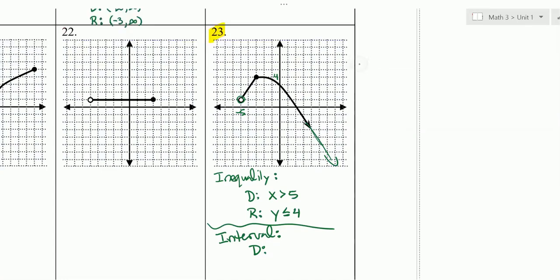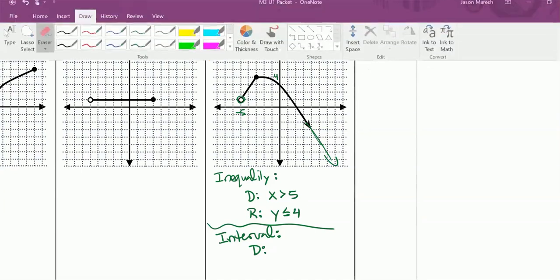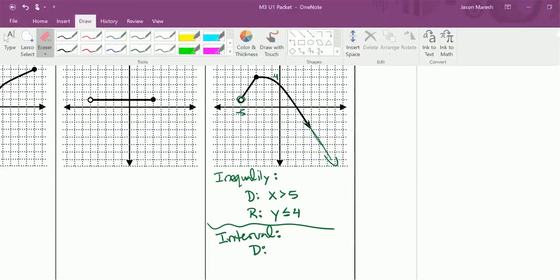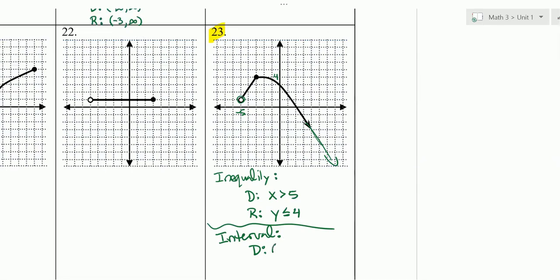Domain, how far left, how far right. So the furthest left is negative 5. The furthest right is infinity. Use parentheses on both because it never hits infinity, it never hits negative 5. For the range, the lowest is negative infinity. It's the lowest y value. The highest would be 4 and actually hits 4, so use a bracket.